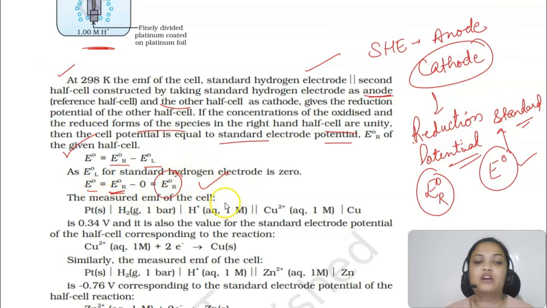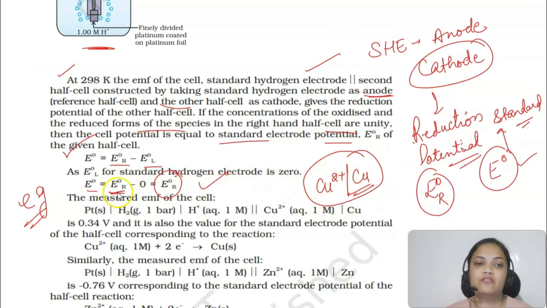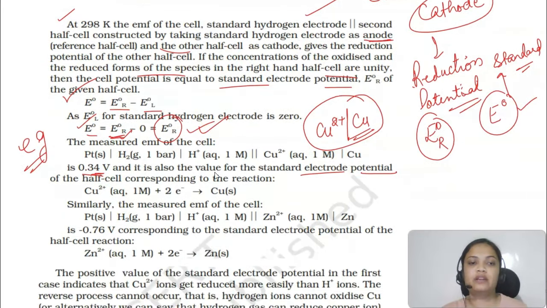Alright. Now let's take an example for copper. We are calculating the electrode potential for copper 2 plus to copper. Concentration is unity. So the measured EMF is 0.34 volts, and it is also the value for standard electrode potential. Why? Because its E naught will be equal to E naught R only, so the standard electrode potential will be the same, because we subtract 0 from it.